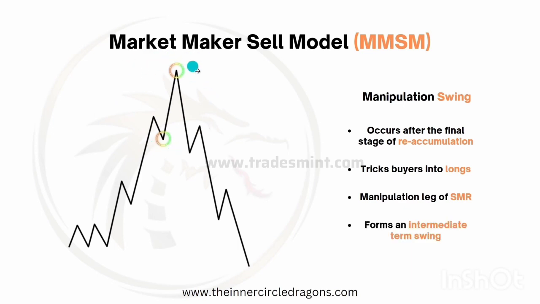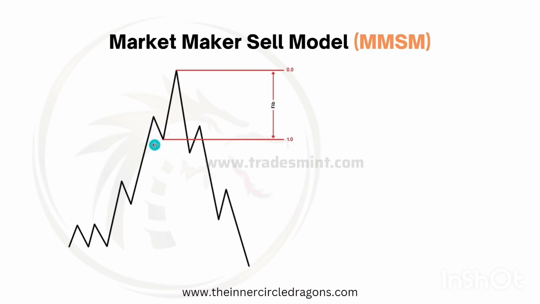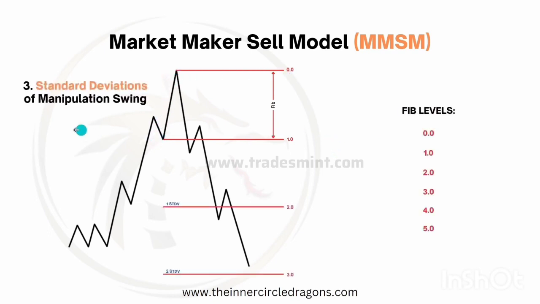This will form an intermediate term swing with a short term high to the left and a short term high to the right. If we take the swing low to the swing high, and we project standard deviations of this swing lower, we can look for potential targets that the algorithm will reach for to complete its sell program.